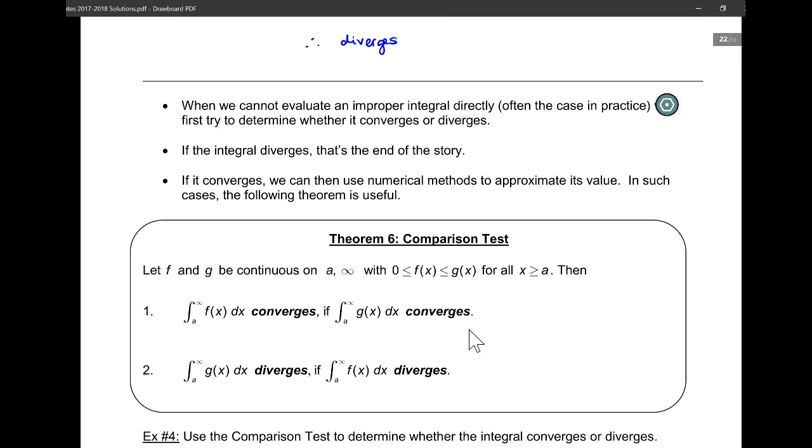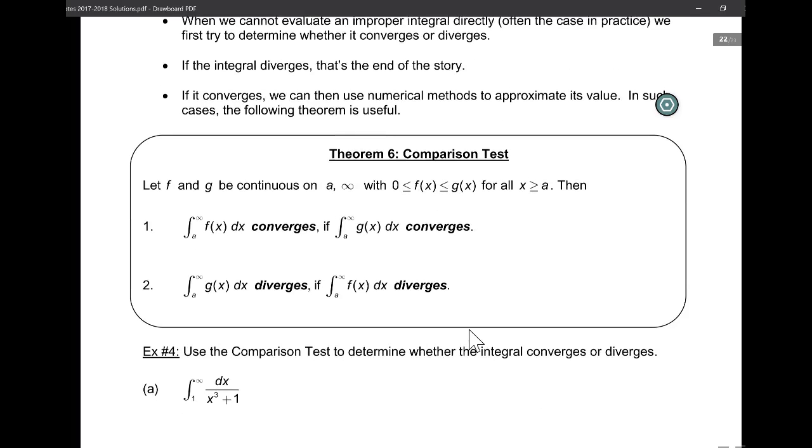Okay, so when we cannot evaluate an improper integral directly, we want to first determine whether it converges or diverges. If the integral diverges, then we're done. If it converges, then we can use numerical methods to approximate its value.